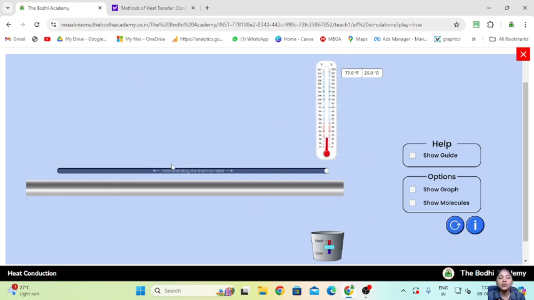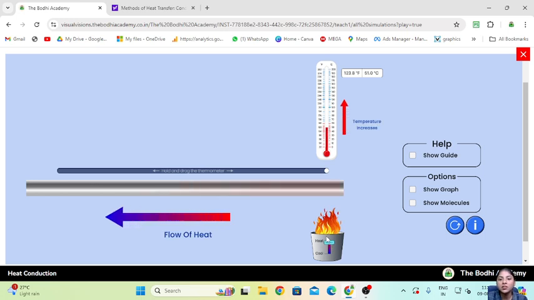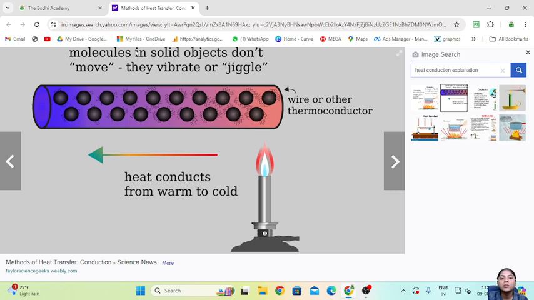Now how does this happen? There are various molecules present in this metal rod. Since they are in a solid state, they cannot move from their place, but when we provide them with heat energy, they will vibrate. When there are vibrations in these molecules, the heat energy is transferred from one molecule to the other. As we can see here, molecules in solid objects don't move, they vibrate or jiggle. Now this is the wire, and since we are providing the heat on this end, the heat will conduct from the warm end to the cooler end.